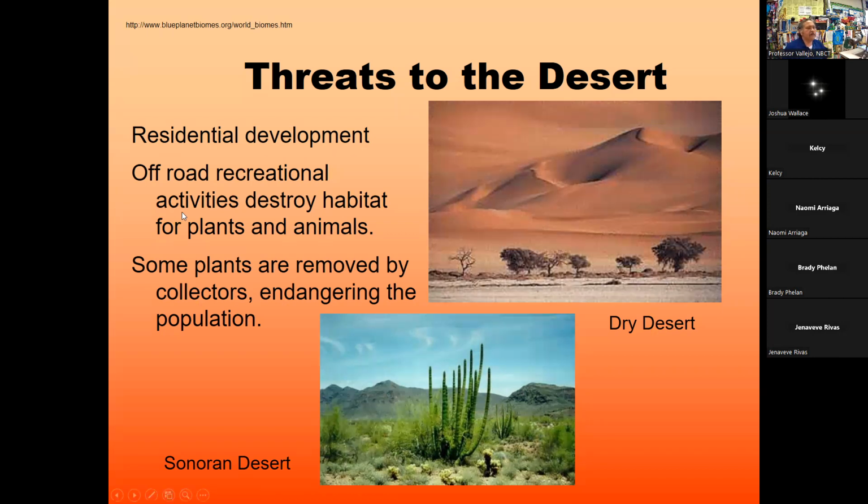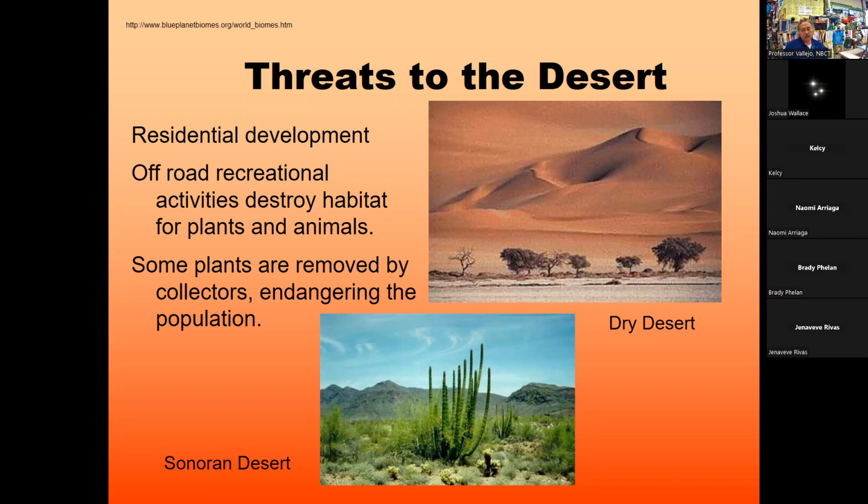Second one, off-road recreational activities destroy habitat for plants and animals. You should be careful, leave only footprints, but that too often doesn't happen. Some plants are removed by collectors, endangering the population, especially in the Sonoran Desert with cacti. That is a big problem.